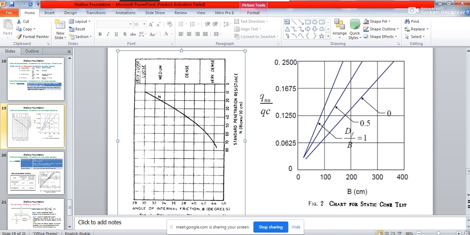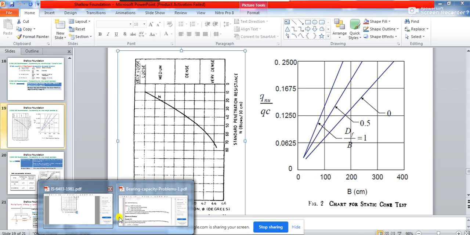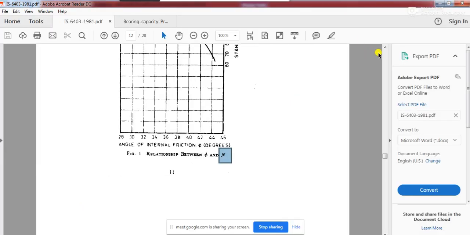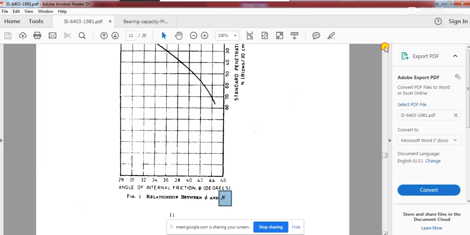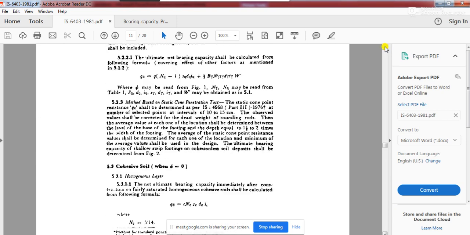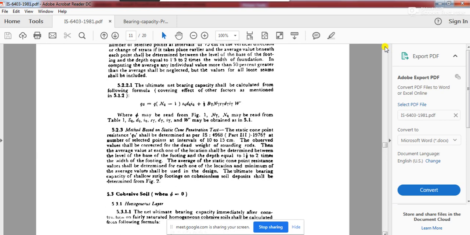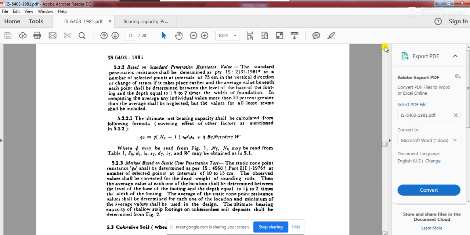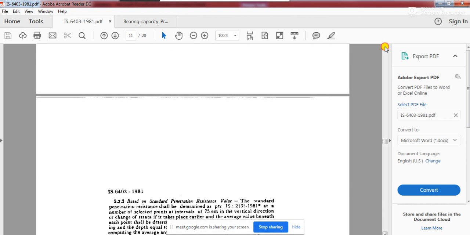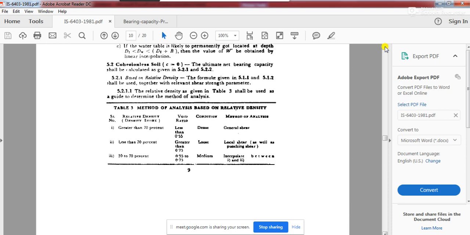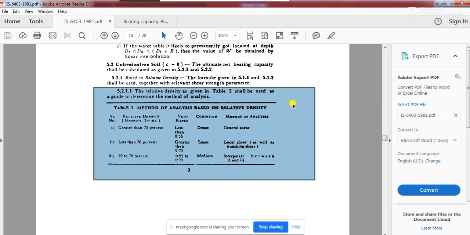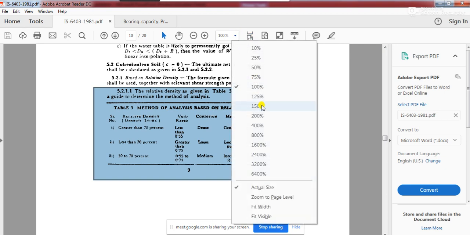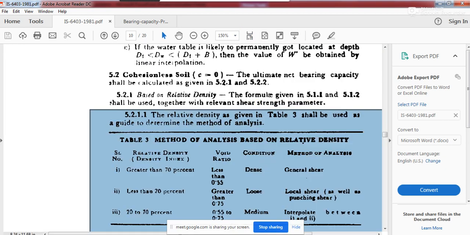Now going forward, I'll again go back to the code and explain one or two more points related to the code which we have already discussed. So this part we have discussed, relative density of soil. Everyone can see it?